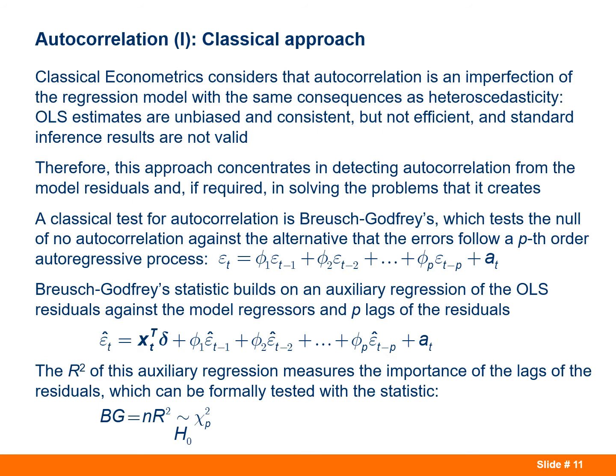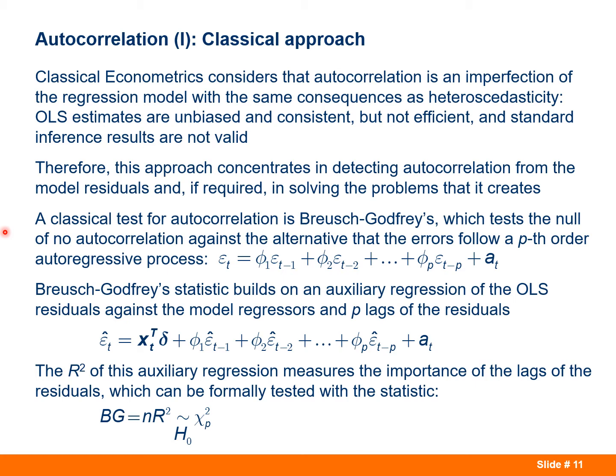Classical econometrics considers that autocorrelation is just an imperfection of the regression model, with the same consequences as heteroscedasticity. OLS estimates are therefore unbiased and consistent, but not efficient, and the standard inference results are not valid if there are autocorrelated errors. Therefore, the classical approach concentrates on detecting autocorrelation from the model residuals and, if required, on solving the problems that it creates, that is, efficiency and inference.